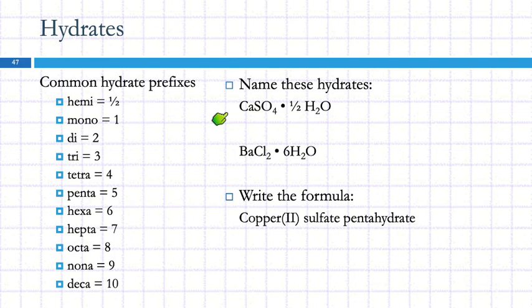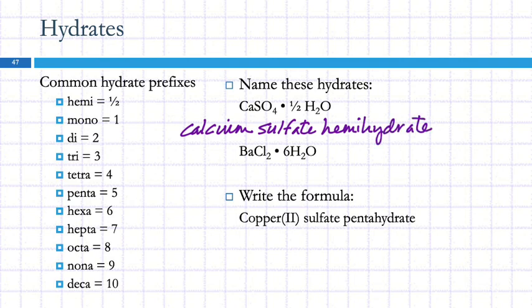So let's practice and name these hydrates. You name the ionic compound first, and then the hydrate part. So how do we name CaSO4·½H2O? It's calcium. Yeah, it's going to be calcium sulfate hemihydrate. Does calcium need a Roman numeral? No. Why? It's in group 2. Group 1A, 2A, 3A, zinc and silver. No Roman numeral. Everybody else, Roman numeral.